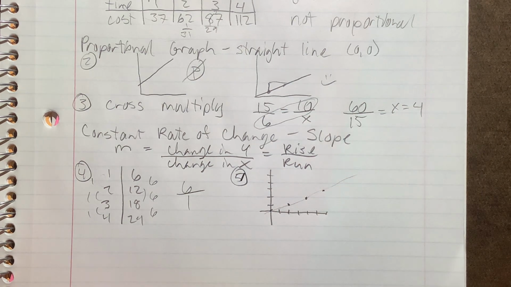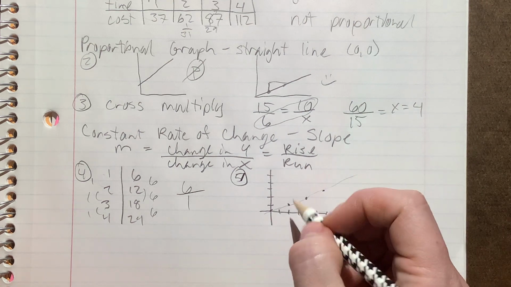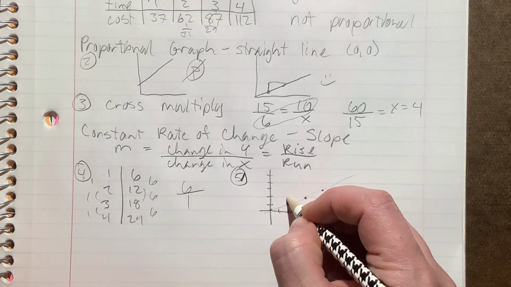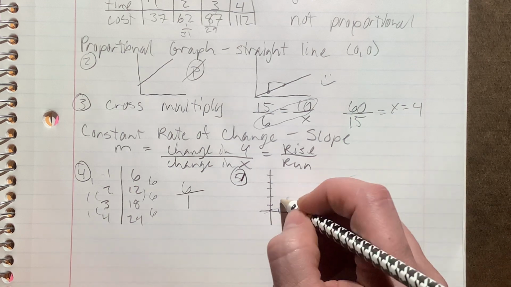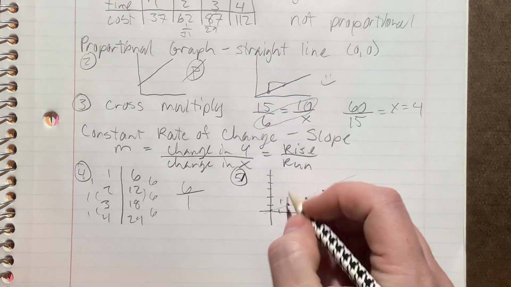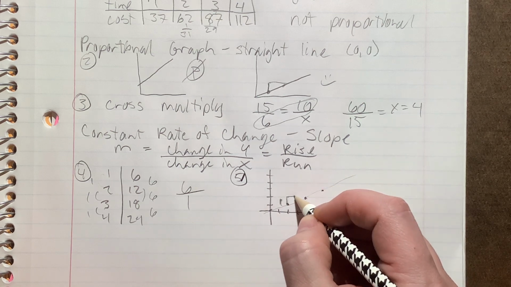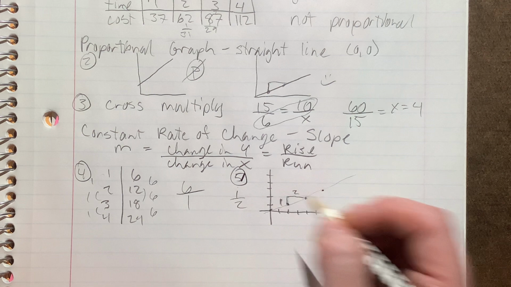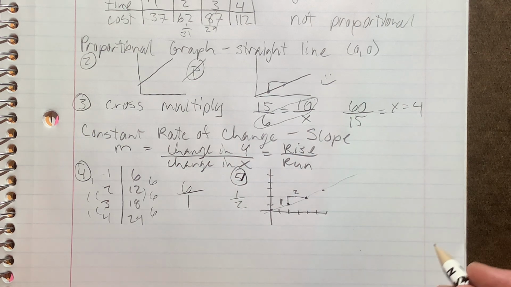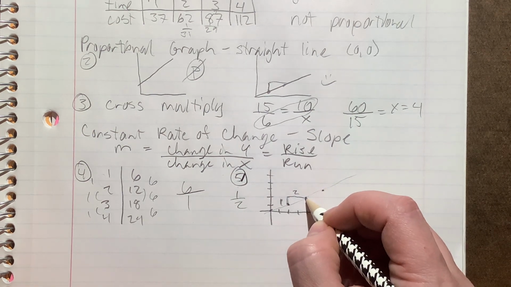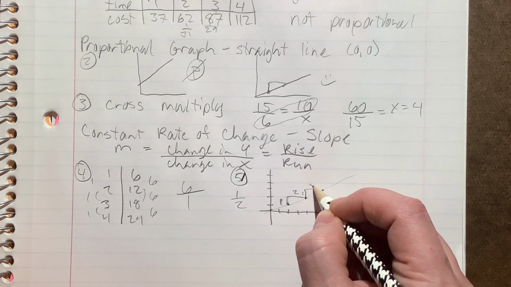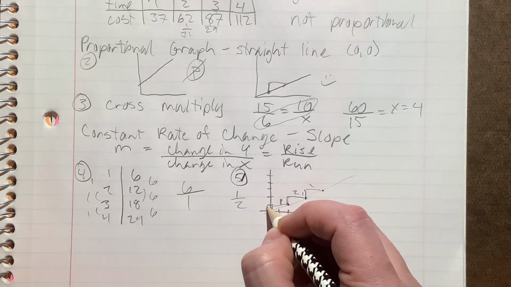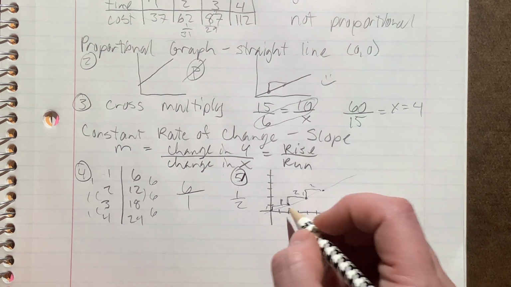So we can just count this. From this point to that point, we go up 1 and over 2. So the slope is going to be 1 over 2. If we want to do it mathematically, it works again. We go up 1 and over 2. And it worked over here too. We went up 1 and over 2.